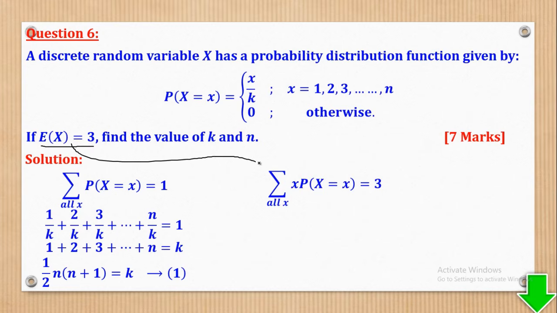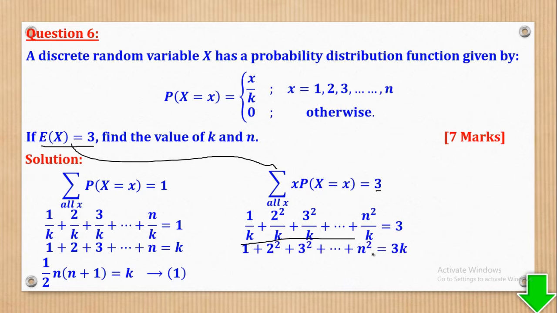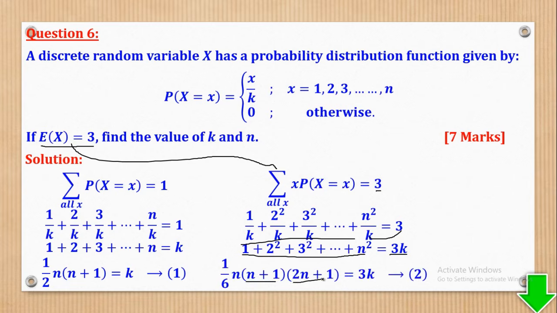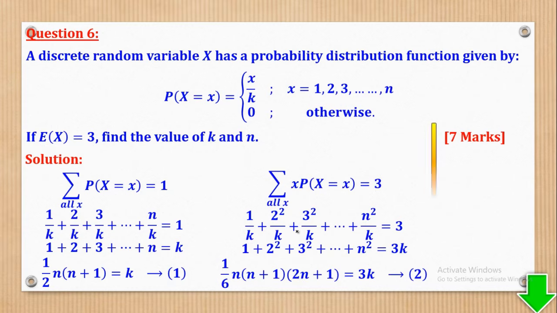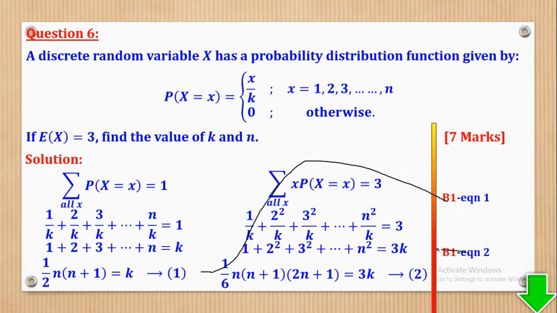Now E(x) is equal to the sum of x p(x). Therefore it's equal to 3. Now I'm going to substitute x multiplied by its corresponding probability to come up with this. Then k is a constant, factorize it outside and cross multiply. So I'll bring this k this side to come up with 3k. Now this is also a standard series, and this formula is 1 over 6 n in brackets n plus 1 multiplied by 2n plus 1. So these are standard series. Before we go to the next slide, we shall get marks for this slide: B1 for equation 1, another B1 for equation 2.